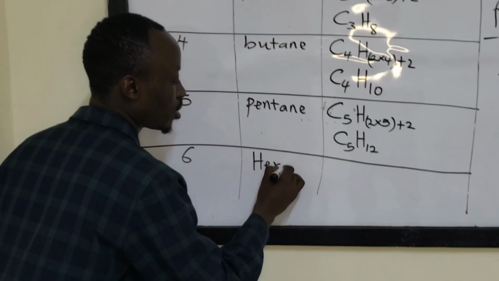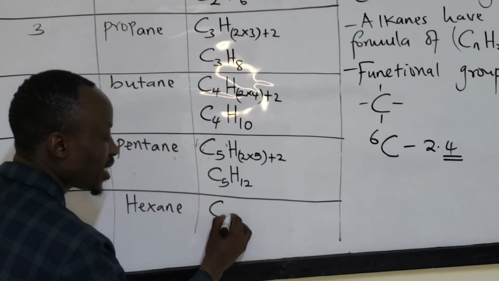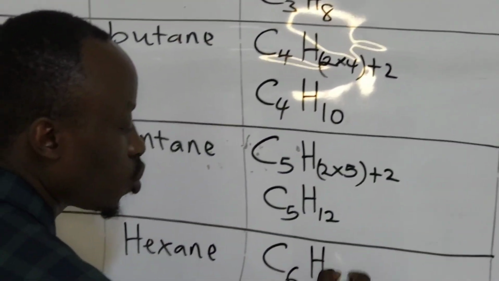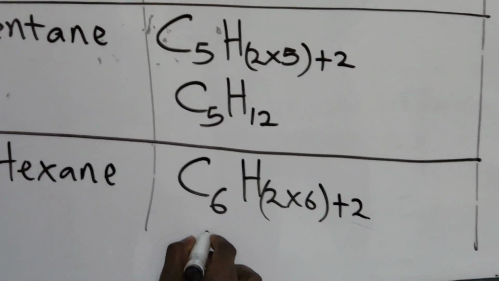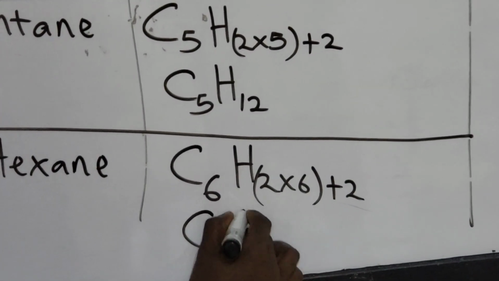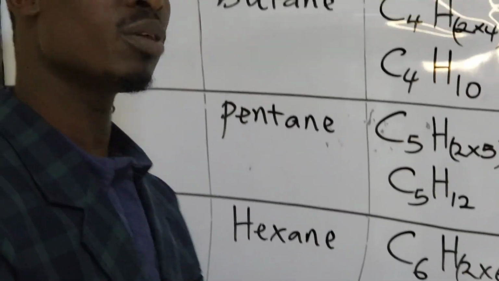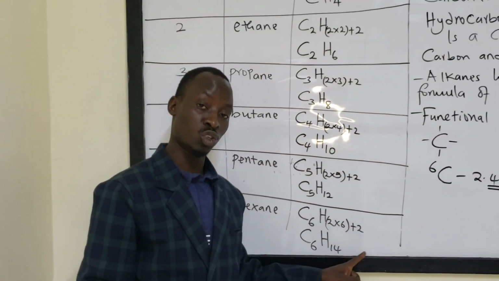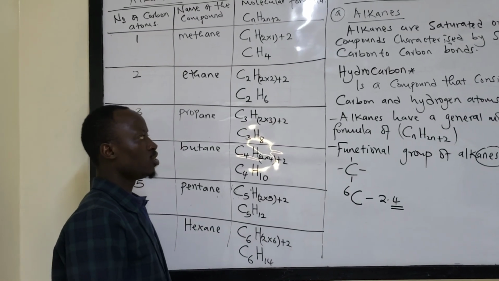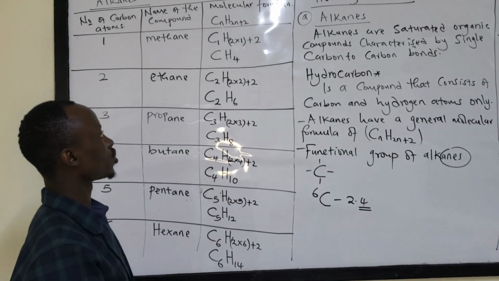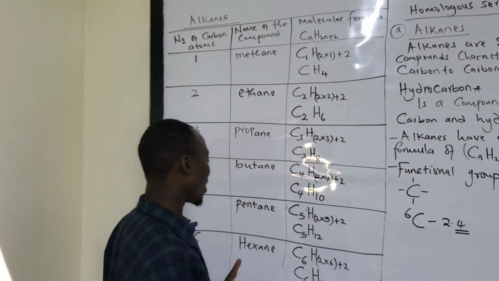Good. Now we can move to another one with 6 carbon atoms, so that must be hex. And hex gives us hexane. Hexane is going to give us C6, H 2 times 6 plus 2. And our molecular formula is going to be C6H14, because 2 times 6 is 12 plus 2, that must be 14. So I guess you've caught up with me, because if you look at this, you can do the rest. Yes? So we can have this.